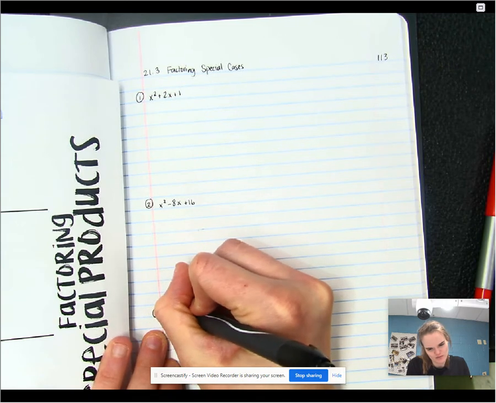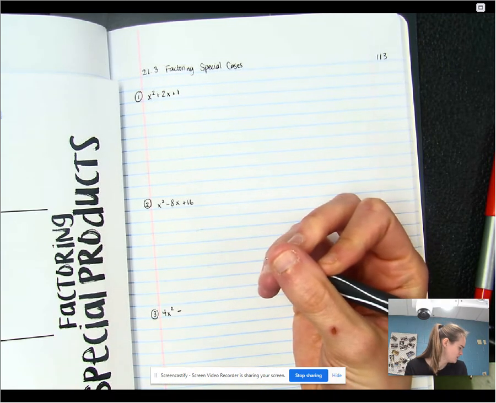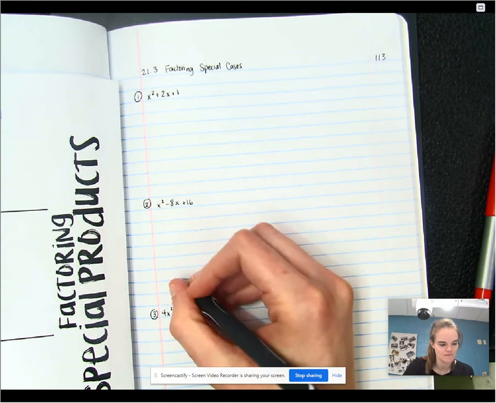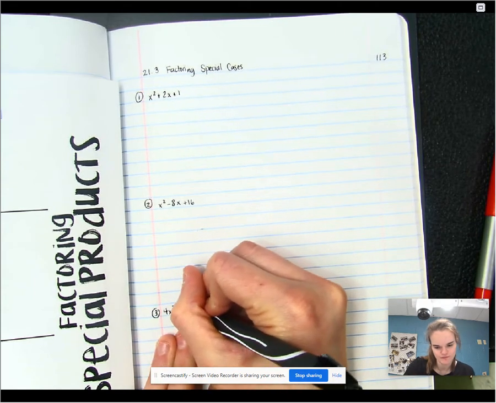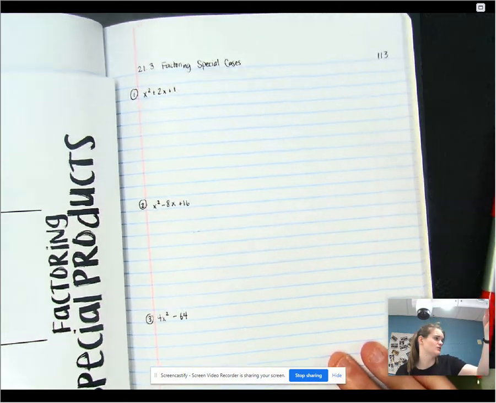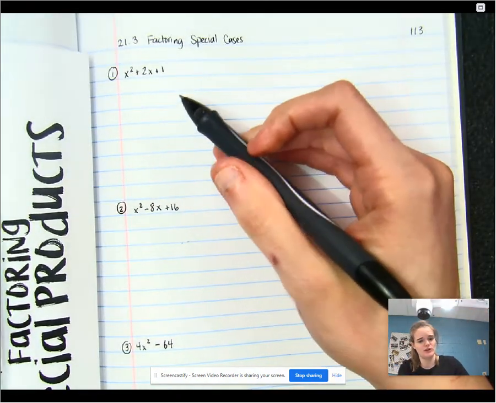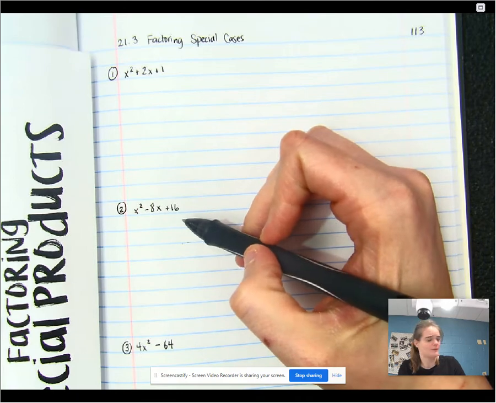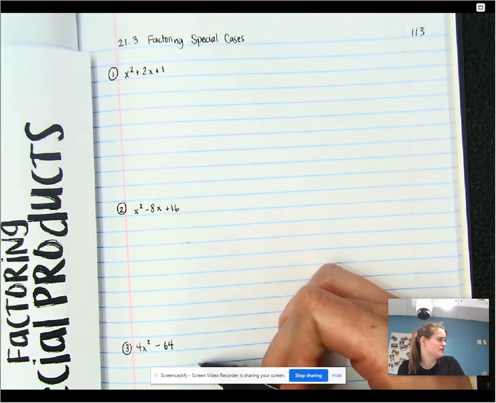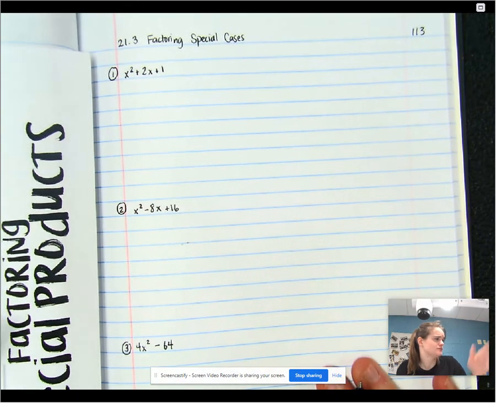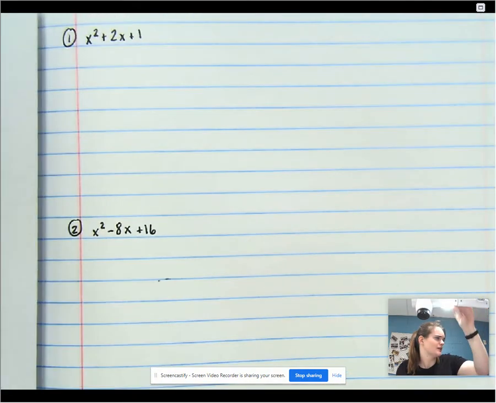4x squared minus 64. All right, pause the video. I want you to try these three special cases. You've got x squared plus 2x plus 1, x squared minus 8x plus 16, and 4x squared minus 64. All right, let's talk about number one.